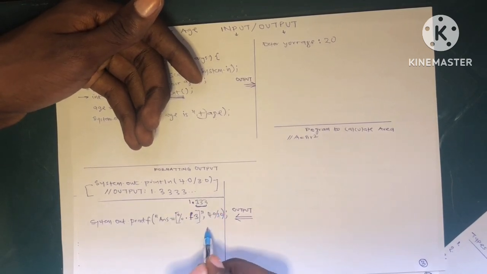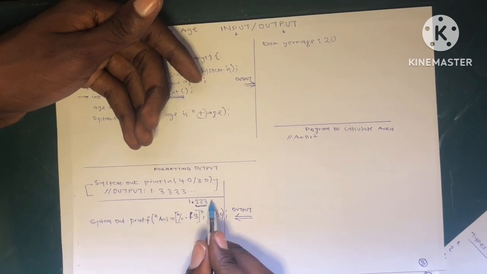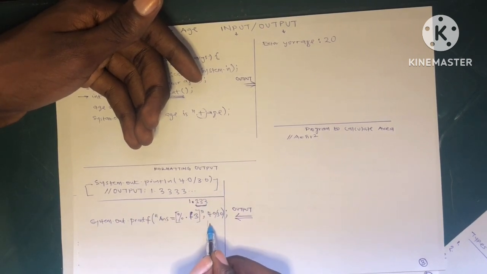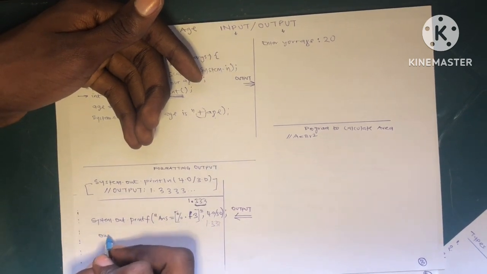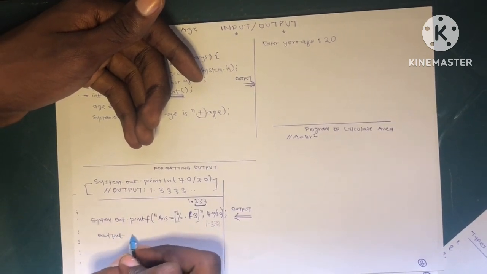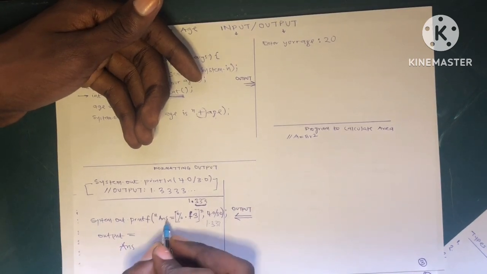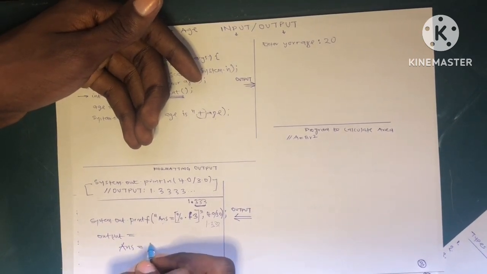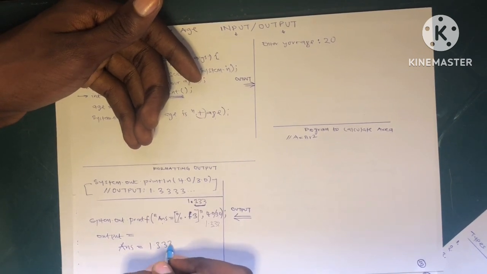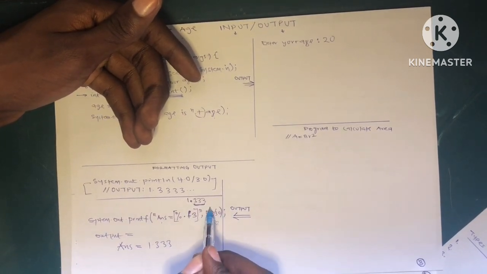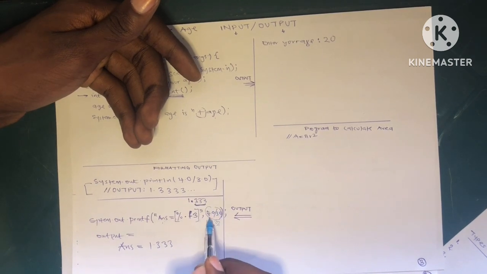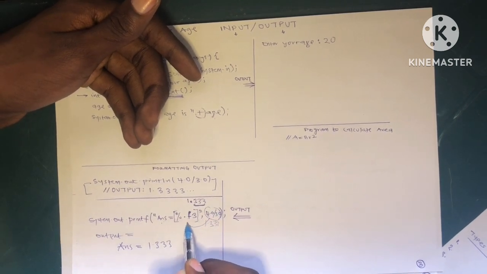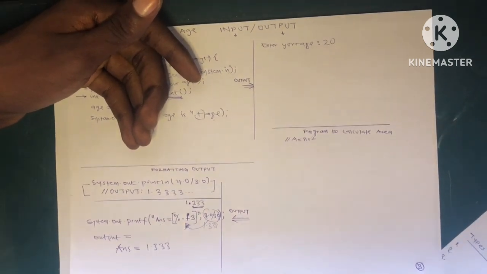So what it's saying is that instead of putting 1.33333, why not just put 1.333? So the output here will be, let me give you what the output will be. Output here is equal to ans, this ans equal to 1.333. So what Java is actually doing is carrying this value and putting it here. So this is the value.